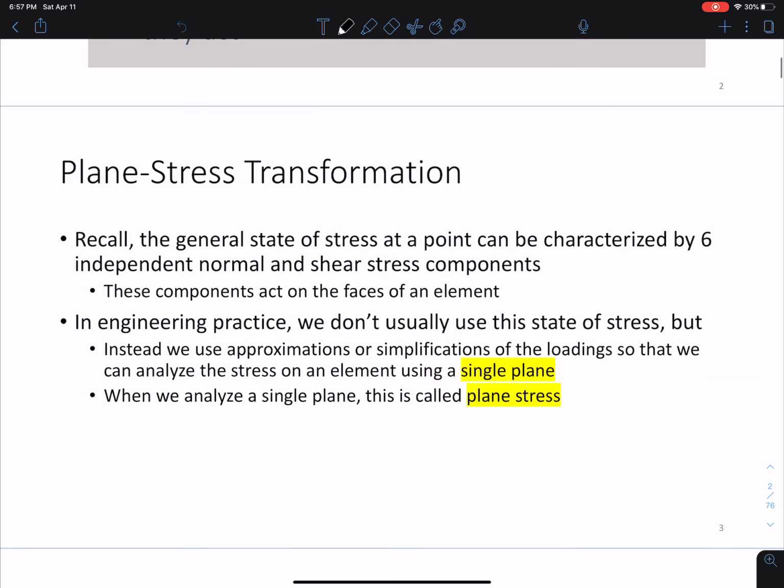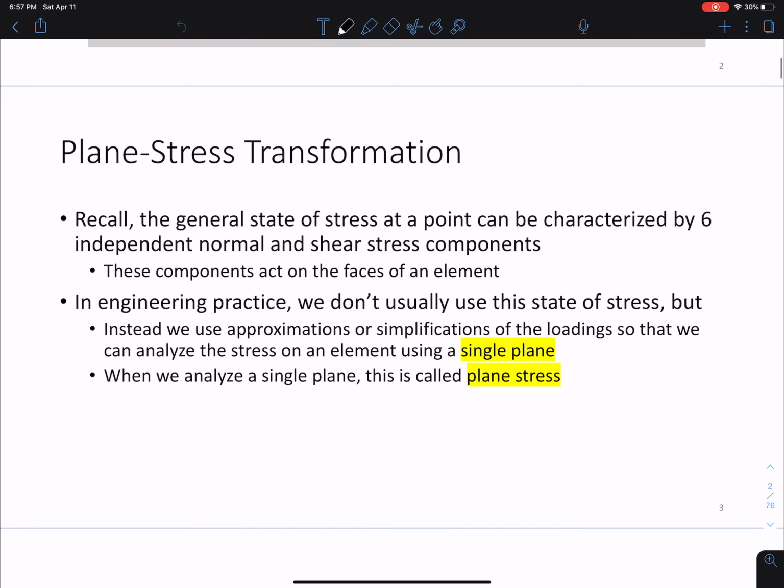So before we get into some problems, we have a couple of slides, or more than a couple slides, on backstory or theory, what's going on here. So let's talk about first, what is plane stress transformation?